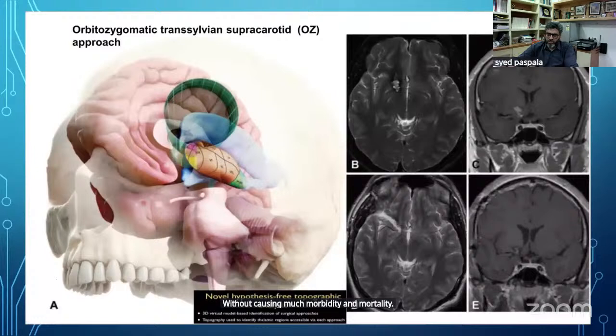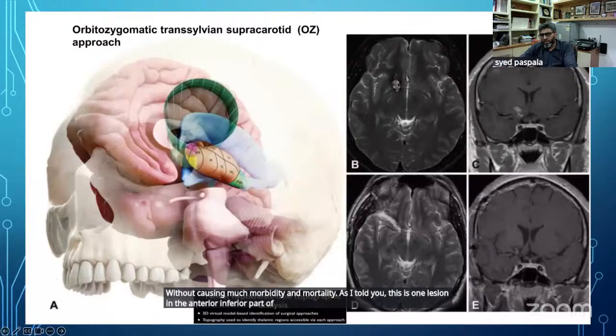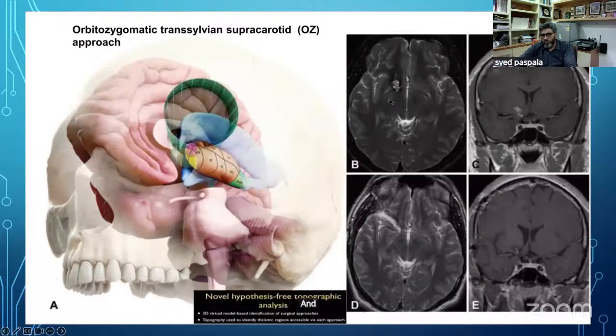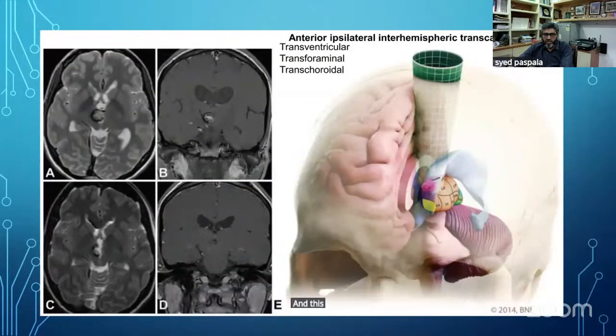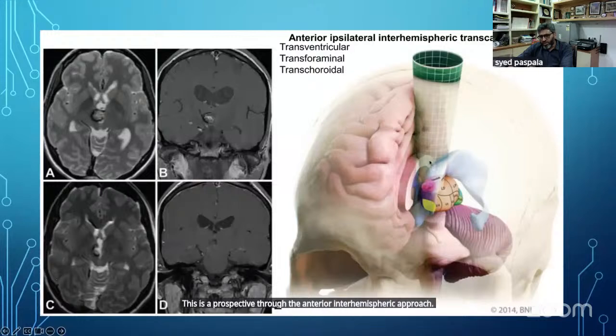As I told you, this is one lesion in the anterior inferior part of the thalamus. And this can be approached through the orbitozygomatic transsylvian and the supracarotid approach. And this is a lesion in the medial part of the thalamus. This is approached through the anterior interhemispheric approach with ipsilateral transcallosal splitting.